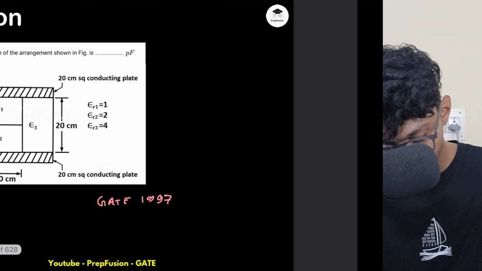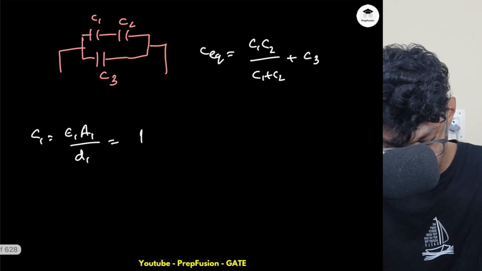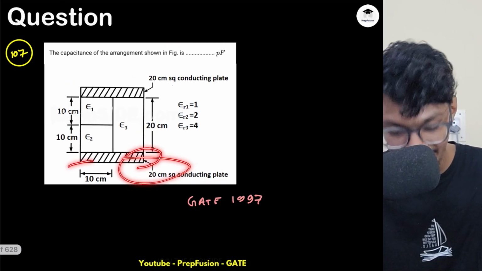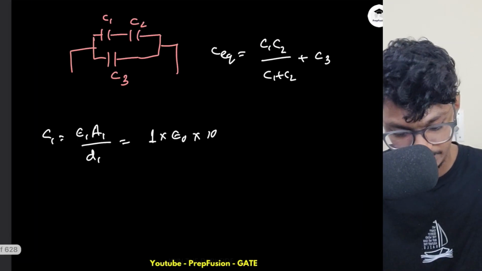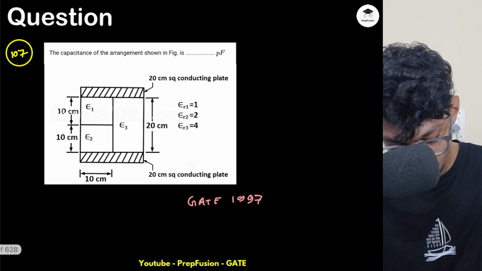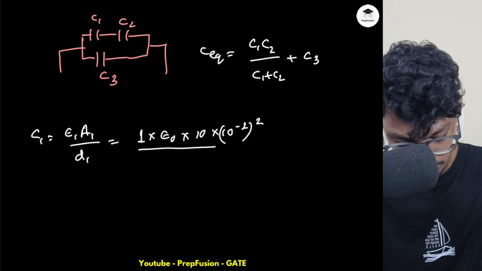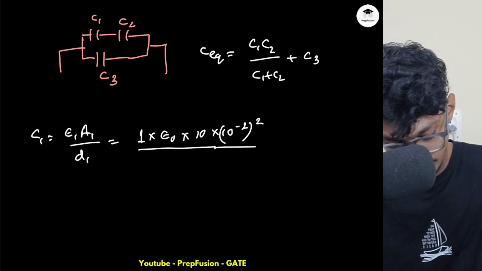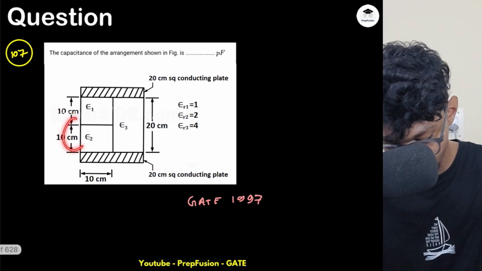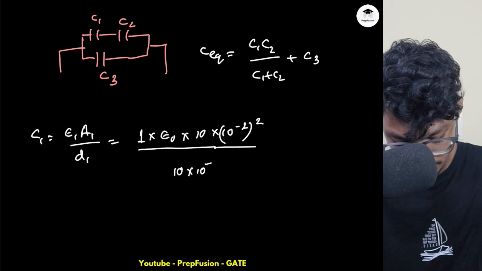Epsilon r1 they have given me, so this will be 1 times epsilon naught into 10, because the area is halved. Why? Because one of the dimensions has been halved, right? This divided by this, in centimeters, so I will convert this into meters. This will be 10 raised to power minus 2, whole square, correct? Divided by the distance. The distance is again 10 centimeter. This is the perpendicular distance, right? So 10 into 10 raised to power minus 2.